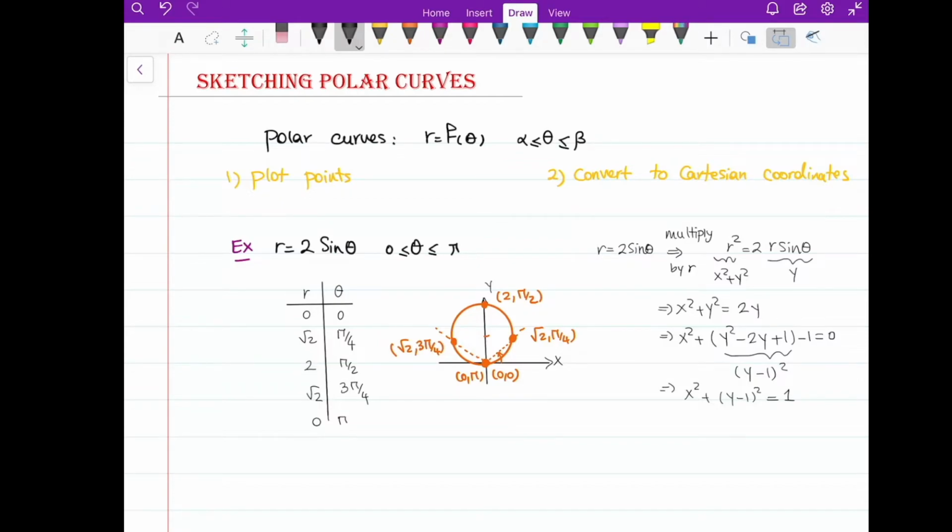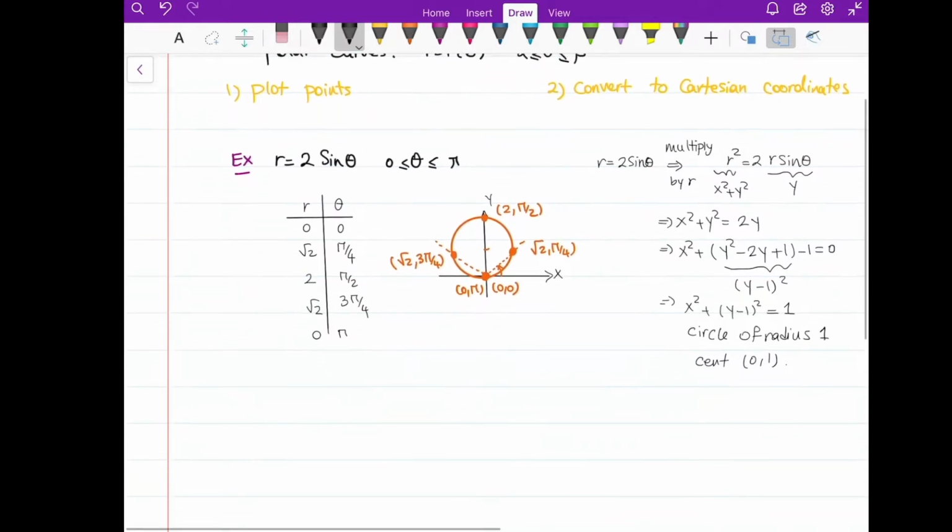This is the same thing. It's a circle of radius 1 with the center (0, 1). Okay, that's the same thing that we got for that.